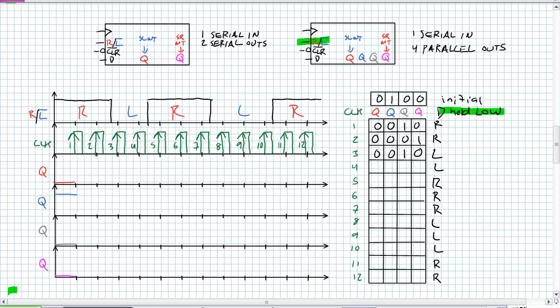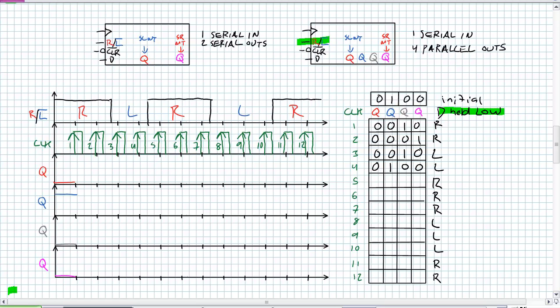We are in left mode again. That 0 is shifted there, that 1 is shifted there, that 0 is shifted there, that last 0 being shifted out. What is being shifted in? Well, still D being 0. So all we're doing is just bouncing things back and forth now.